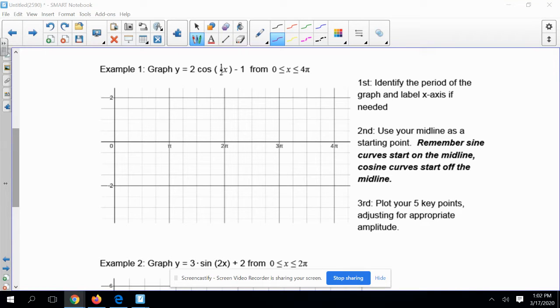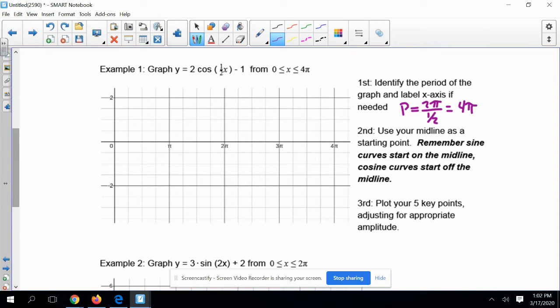Okay, so let's look at how to graph a situation where our amplitude is a bit different. And I've labeled out some useful steps here on the side. So first is going to be identify the period of the graph and label the x-axis as needed. So p is going to equal 2 pi over b, as we've done over and over at this point. B is 1/2, so this is going to equal 4 pi.